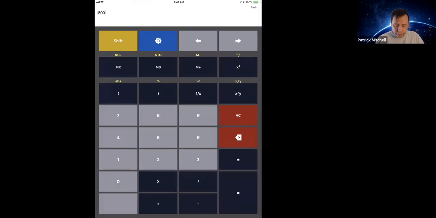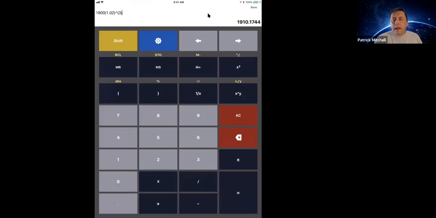1,800. And now I'm going to put a parenthesis, 1.02. And now to get my exponent, I'm going to hit this button right here, and I'm going to put a 3. And when I hit equals, it gives me 1,910.1744.